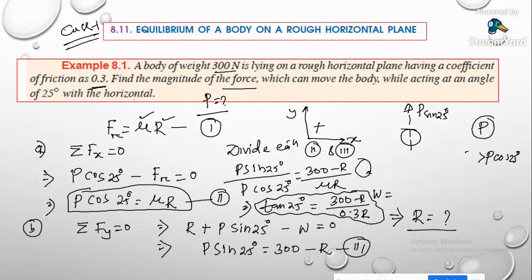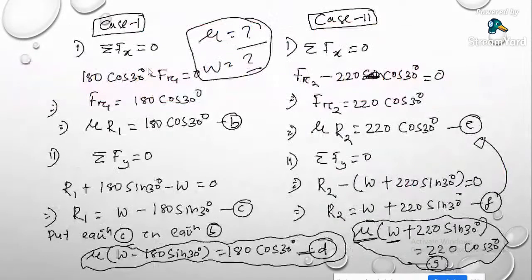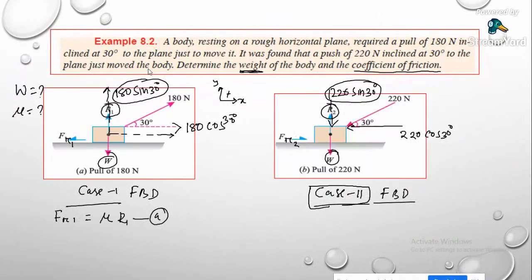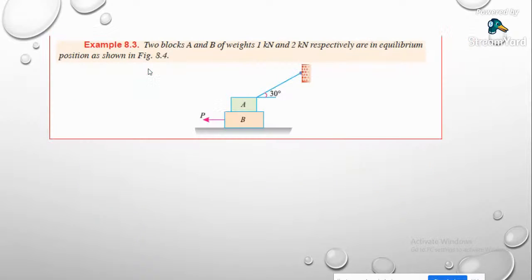So after that, we have taken some type of cases. First case we have discussed equilibrium of a body on a rough horizontal plane. Then we solved this numerical, and after that later on we have solved this example 2, where two kinds of forces are acting. We need to find out the weight of the body and the coefficient of the static friction. This problem I have given you as an assignment. So today we are going to solve this problem.